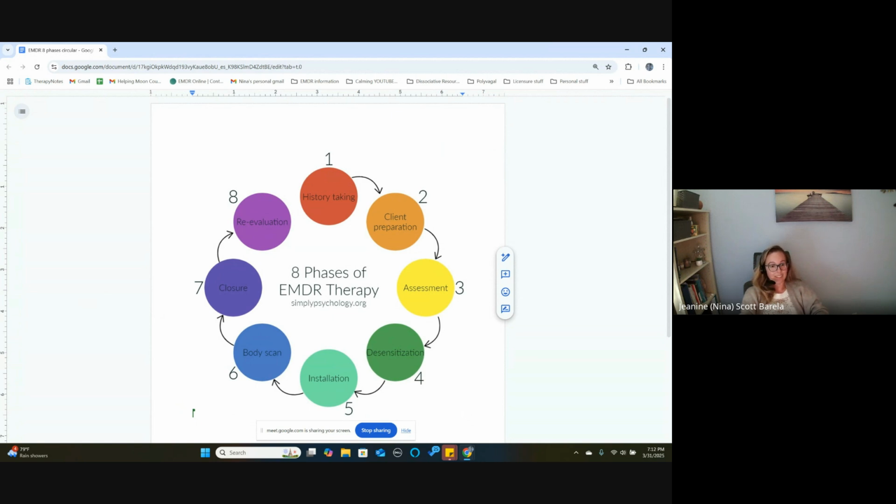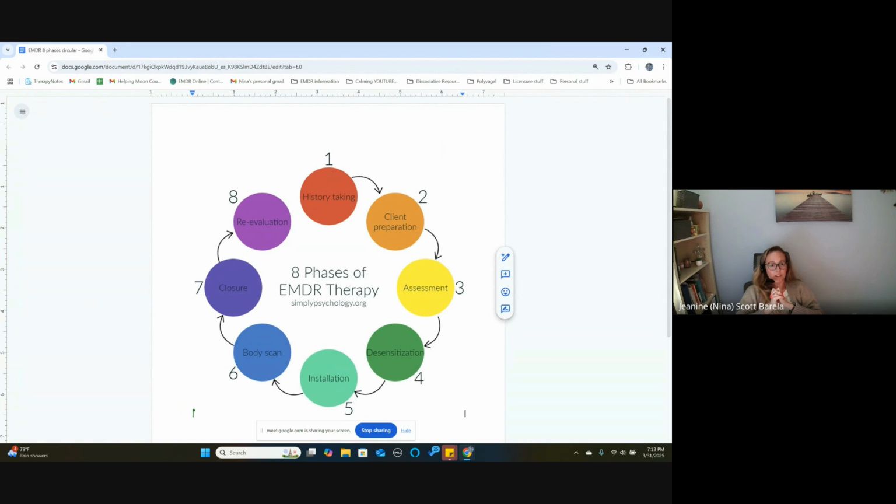Once we've completed the desensitization phase, we move on to installation. And so I talked about the adaptive information processing theory model. Your brain will also come up with an alternative positive cognition or positive core belief to replace that negative core belief. And so installation will have your therapist ask you to bring up that target image that we desensitized and then have that positive cognition held next to it. And we're going to continue with some more eye movements to install that positive cognition.